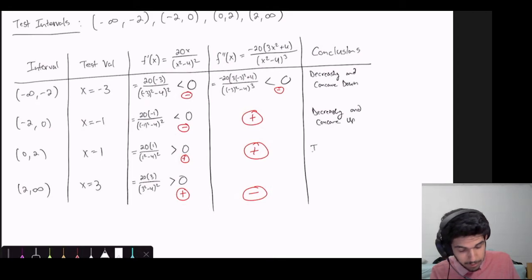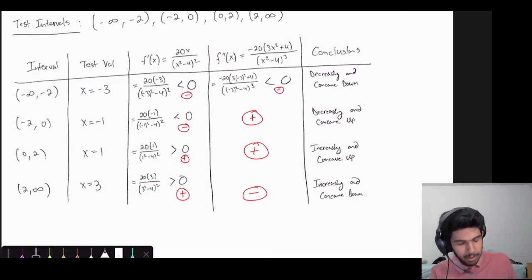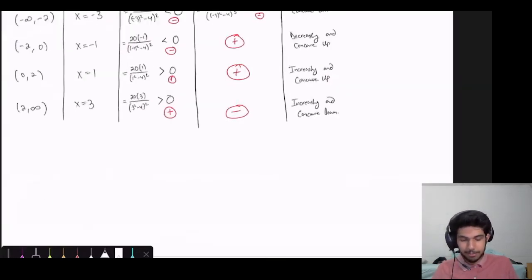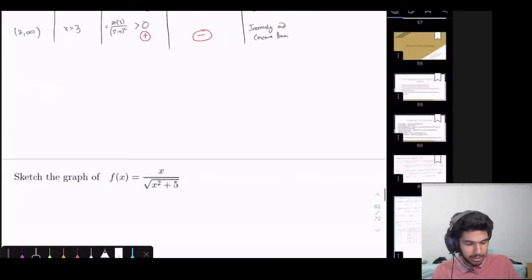Next one, both of them are positive. So f prime of x is positive, tells us that we're increasing. And then f double prime being positive tells us that we're concave up. And lastly, we are increasing and concave down. Okay, now we have a ton of information. We're going to put it all together. Let me add a new page.